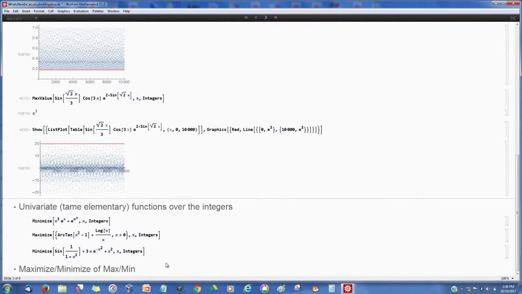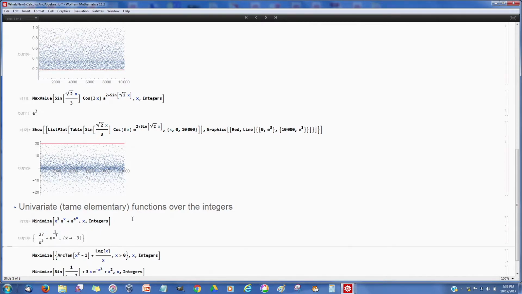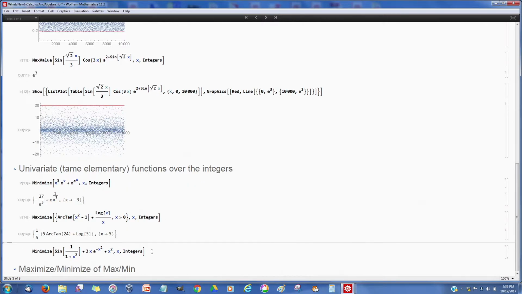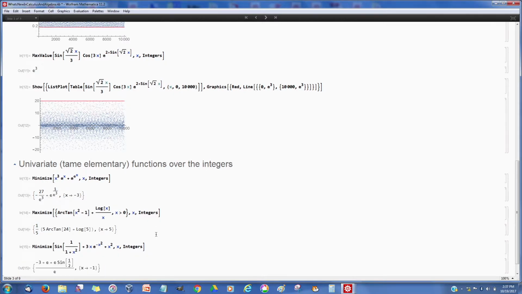Another case: univariate elementary functions over the integers. Basically, these are functions that do not have periodic parts. In particular, they will have a finite number of roots over the reals, and we can use that to solve the optimization problems over the integers. This is done by optimizing the univariate function over the reals and then taking the nearest integers to all the local optima.